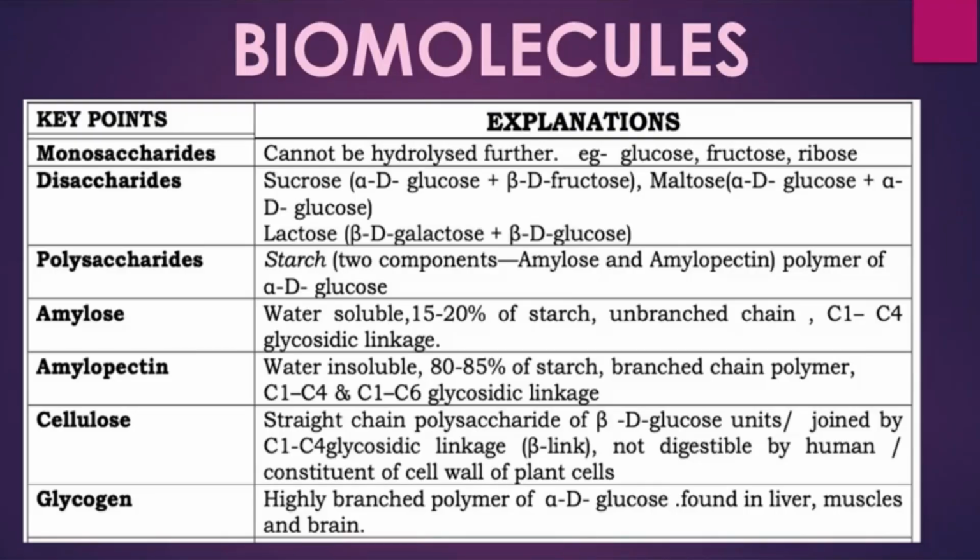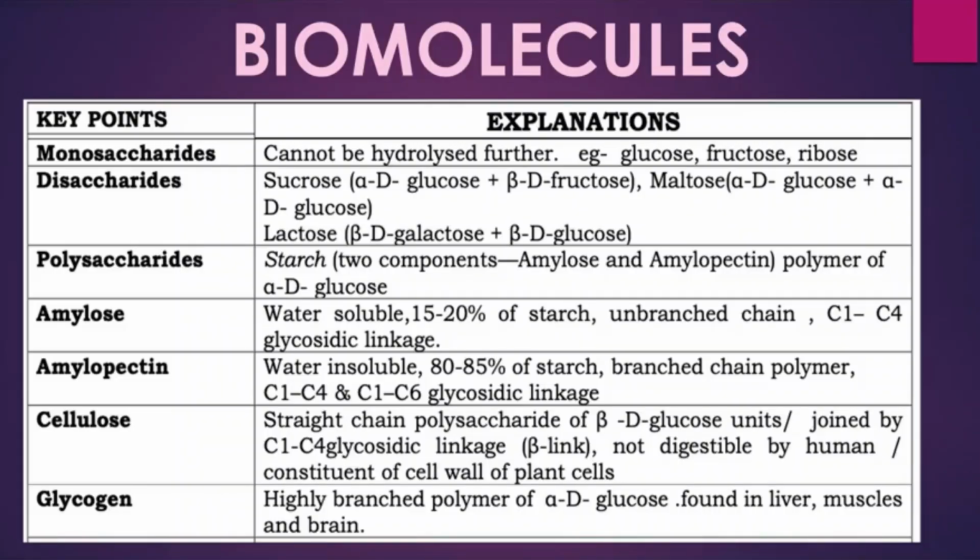The first topic is carbohydrates. In carbohydrates, the first one is classification. We have classification based on the product of hydrolysis. First one is monosaccharide, then disaccharide, then polysaccharides. Monosaccharides we cannot hydrolyze into simpler units. For example, glucose and fructose are examples of monosaccharides.